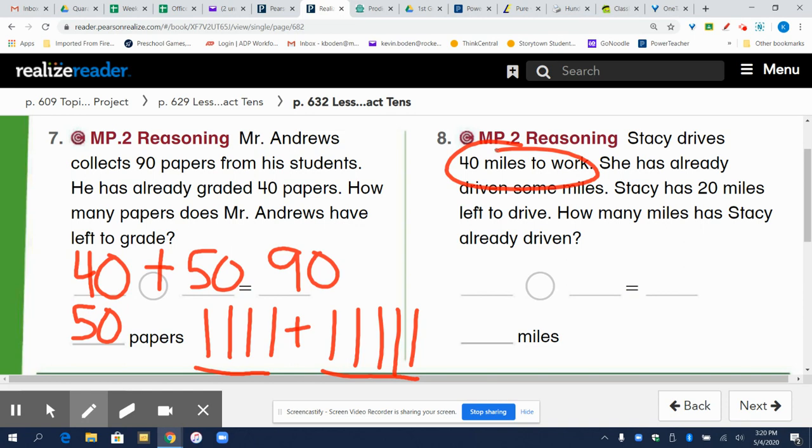Well, she has to go to work. That means 40 in all. She already drove 20 of them. How many more miles does she have left to drive? I can't wait to see your answer. I will see you down on number 9.